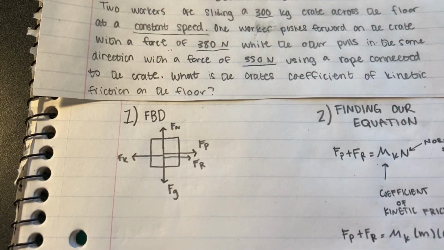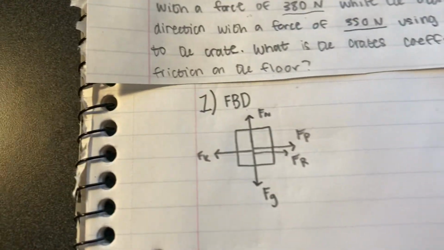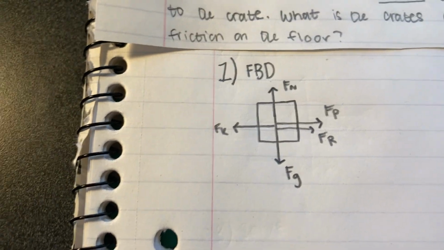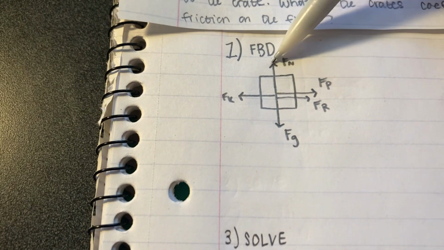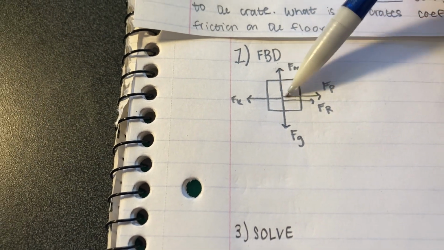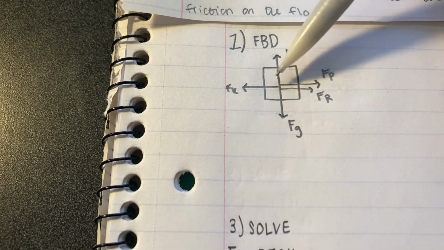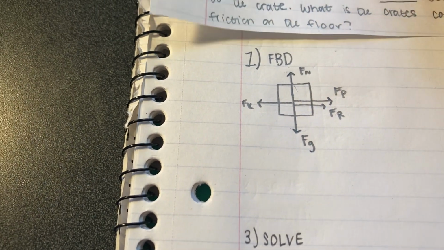Okay, so for number one, the first step in solving this problem, you're going to draw a free body diagram. Let me just explain this a little bit. We have the normal force pointing up, paired with the force of gravity pulling down, and both of these forces are equal, and we know this because it's moving at a constant speed.